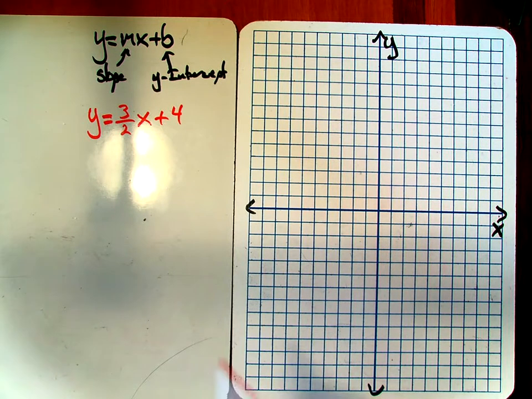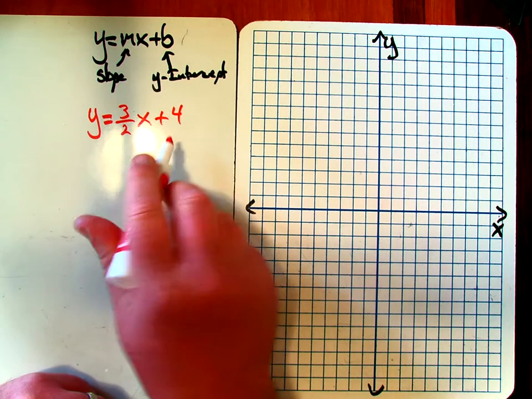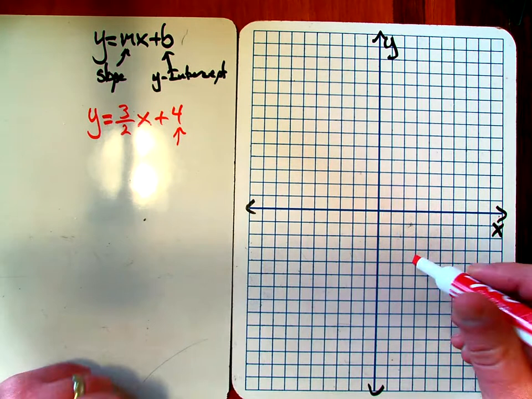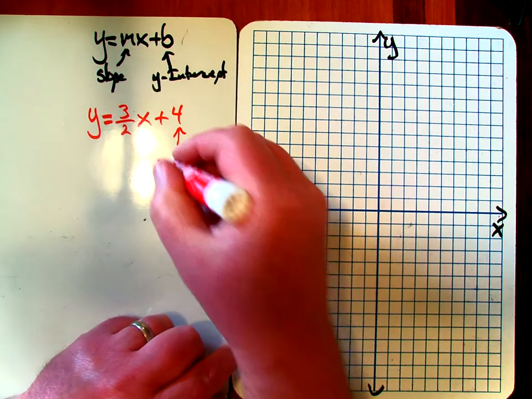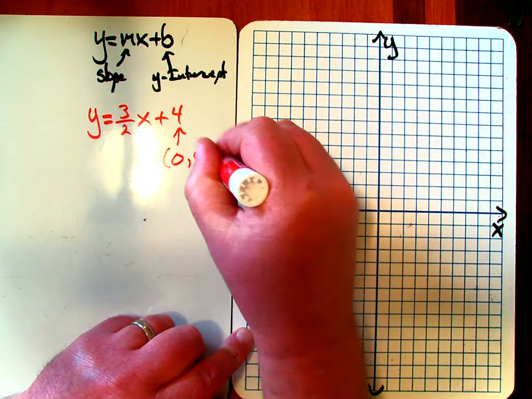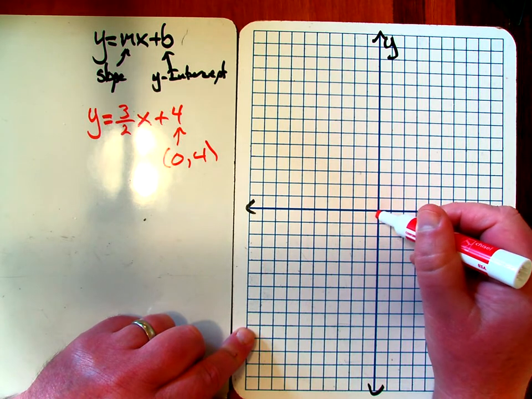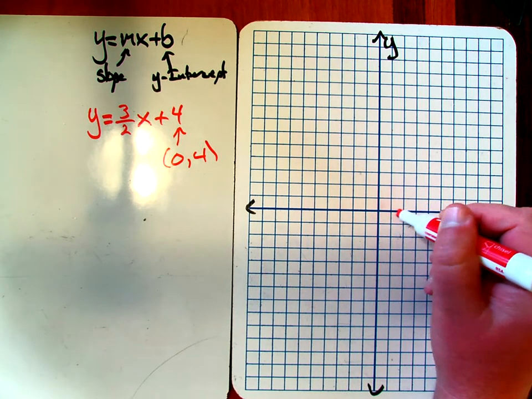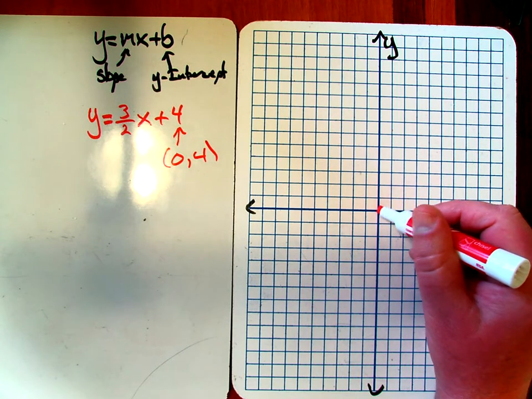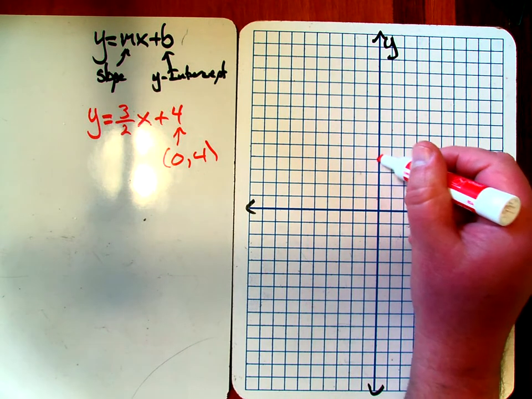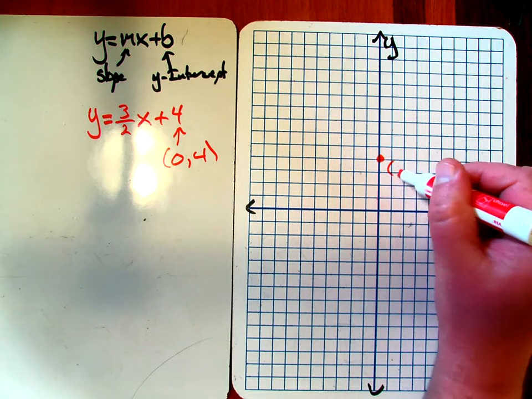Well, my first move, if I want to graph this equation, this is the y-intercept. This is where it crosses when x is 0, y is 4. So I start at the origin. The origin is coordinate 0, 0. X is 0, so I'm neither going forward nor backwards, and y is 4. 1, 2, 3, 4. I'm going to put a dot right there. That is the coordinate 0, 4.